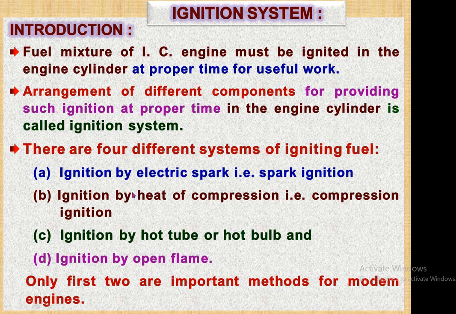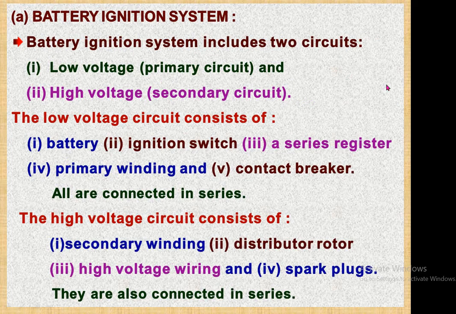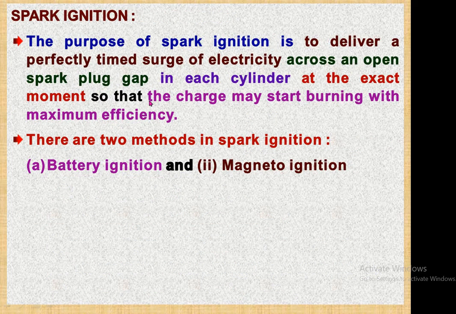Only the first two, that is spark ignition as well as compression ignition, are the important methods in the modern engine system. C and D are not employed generally in the modern era. Now first we see the spark ignition. The purpose of spark ignition is to deliver a perfectly timed surge of electricity across an open spark plug gap to each cylinder at the exact moment so that the charge may start burning with maximum efficiency.